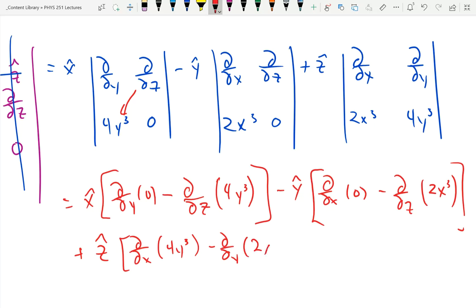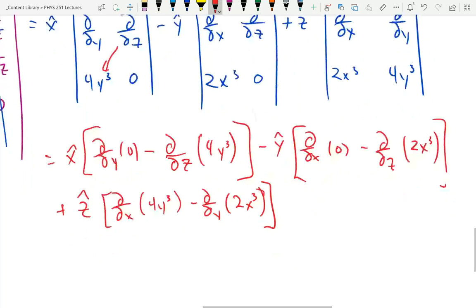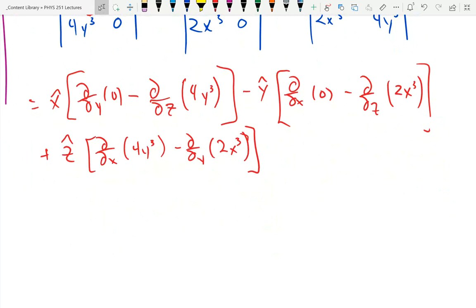At this point, when you say same thing, I take it you know exactly what you're doing. Okay, now the last step is evaluating those derivatives, which, because this is a fairly new topic to you, you've only had it when we talked about it in class before. What's the partial of zero with respect to y? That didn't take a lot of thinking. What's the partial of 4y cubed with respect to z?